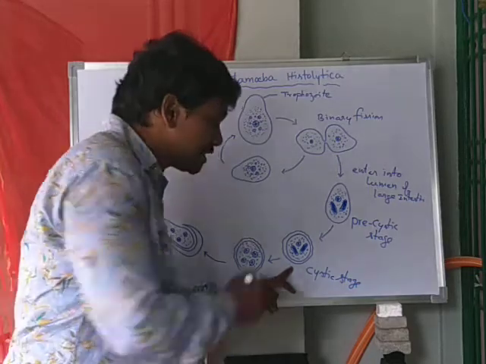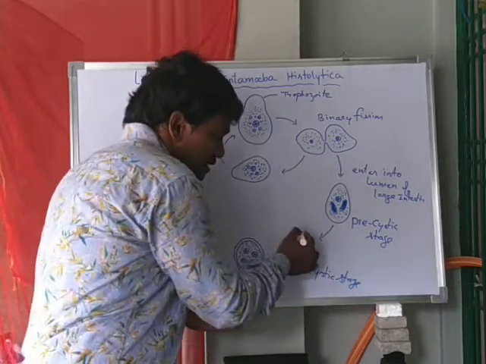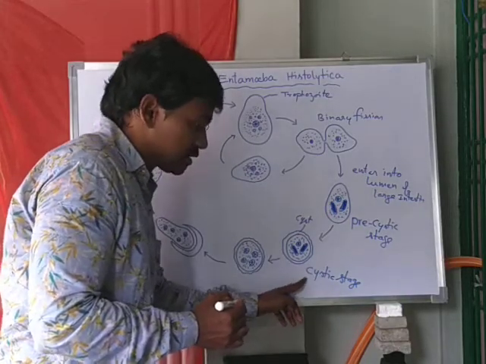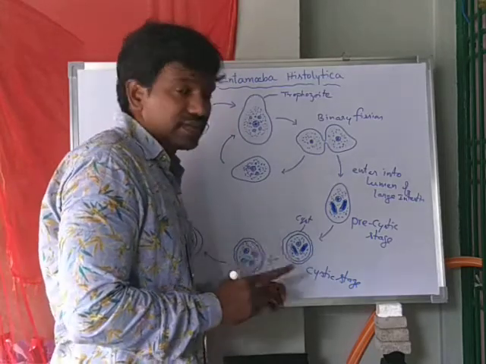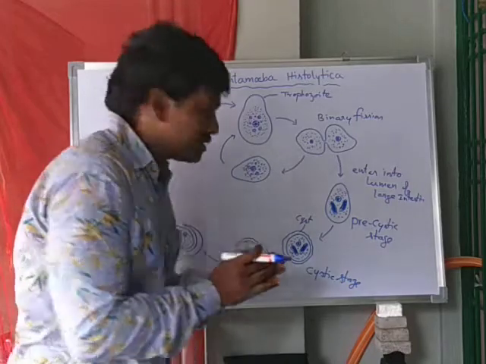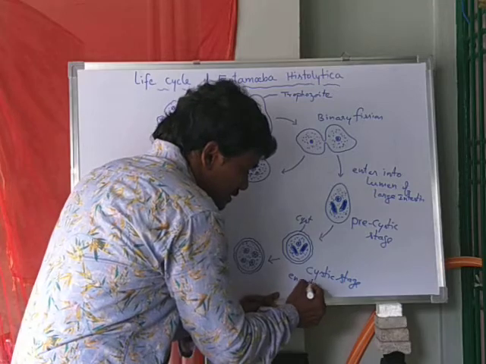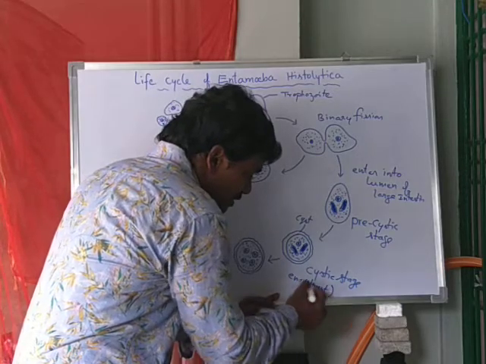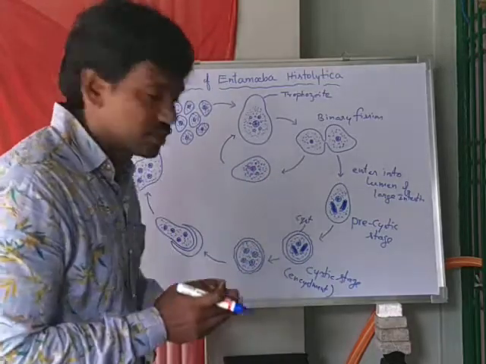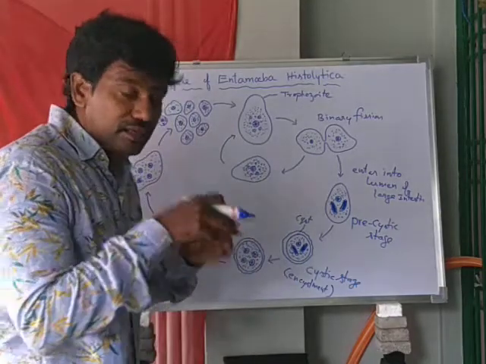Cystic stage means it forms an additional outer layer, the cyst, and that is why the stage is called the cystic stage. The formation of this layer is called encystment. Encystment means the formation of the cyst, or layer, on the outside. The layer protects the stage.